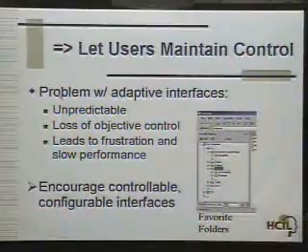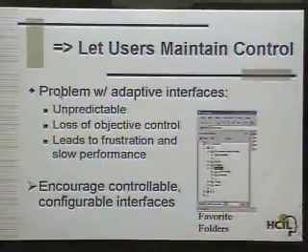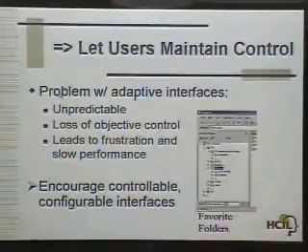Or if you really want to adapt things, then have some little indicator, like, I've noticed that you aren't using these things. Do you want to make this single point in time when the interface is going to change, and put that under the user's control? So what about discoverability?